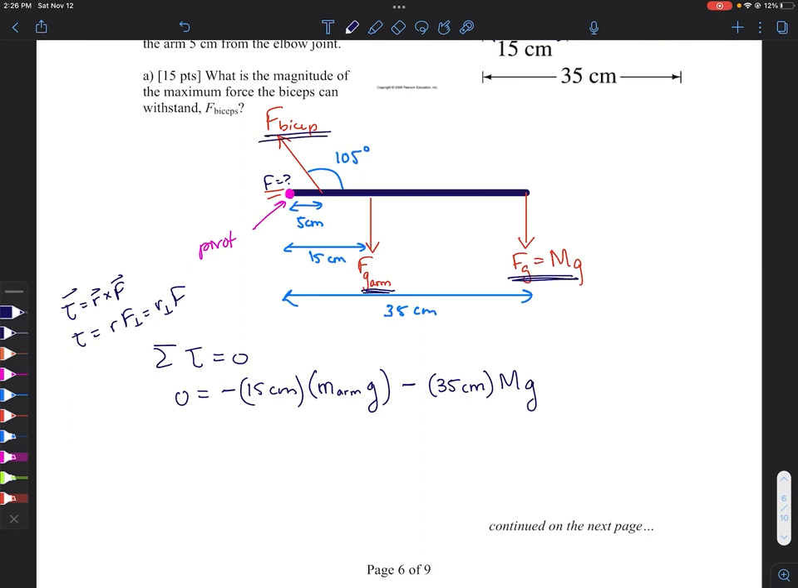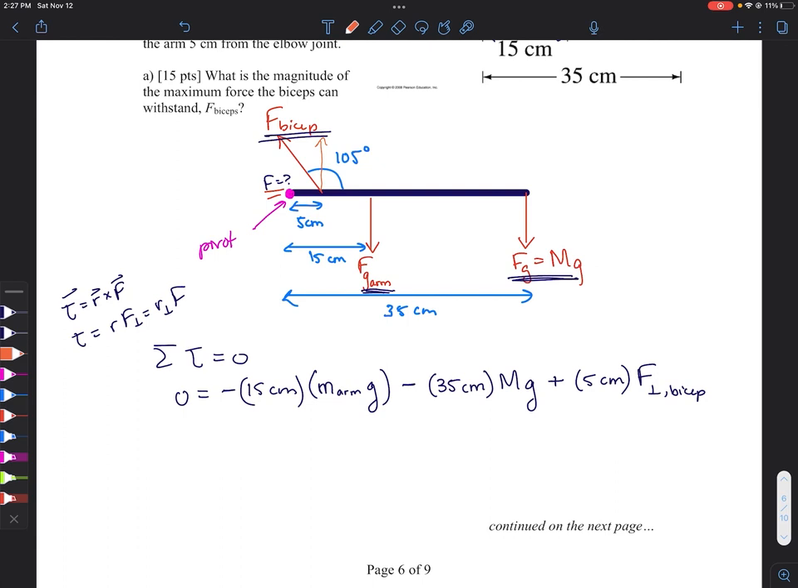And now we need to take care of the force from the bicep. So that is a counterclockwise force, so it's positive. And this has an angle, so we have to figure out the perpendicular component of F bicep, because that's the only part that's going to come into our equation here. So the distance is 5 centimeters, and now we need F perpendicular from the bicep. And now what is that? So this is 105 degrees.